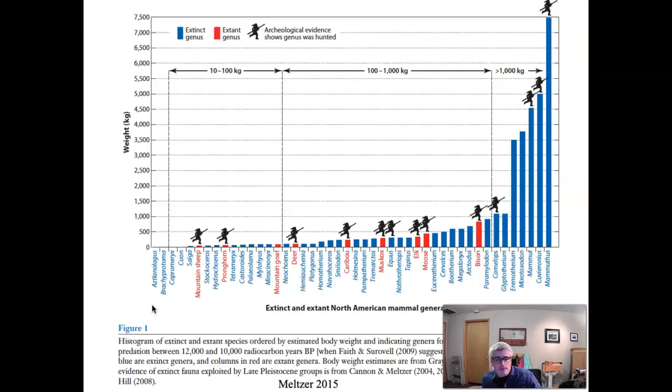So this is a figure from Metzler's 2015 paper giving the genus of species along with their weight distribution. It's an interesting graph. Here the woolly mammoth is the largest one, down to, I'm not even quite sure what these things are, but they're quite small. The image of somebody with a spear is to indicate which species were hunted. So this has archaeological evidence that shows the genus being hunted.